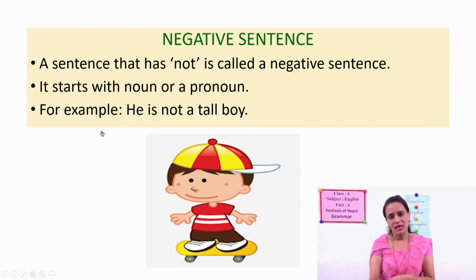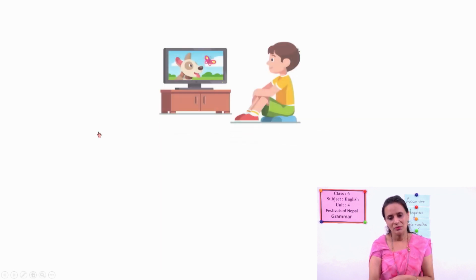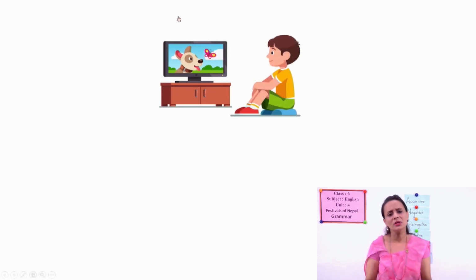Now, we can see more examples here with pictures. What do you see here in the picture? Just see it. The boy is watching TV, isn't it? And what is he not doing? What is he not doing? Let's see.